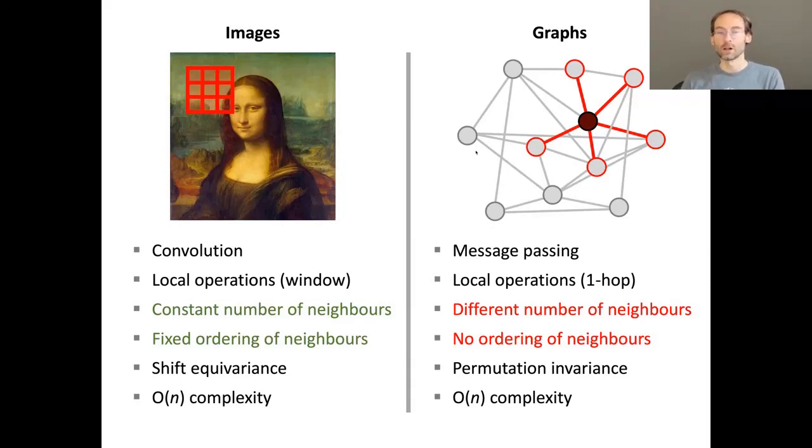Okay. So, returning to the analogy between images and graphs, we've seen that we can define an analogy of convolution. This is an exchange of information, basically a linear aggregation from the neighbors, which is a form of message passing. Instead of a local window, we have a one hop neighborhood. We don't have a constant number of neighbors. The number of neighbors is different, and we cannot order them canonically. So instead of shift invariance, we have permutation invariance. The good news is that we have linear complexity. We have a way of doing these operations with linear complexity.